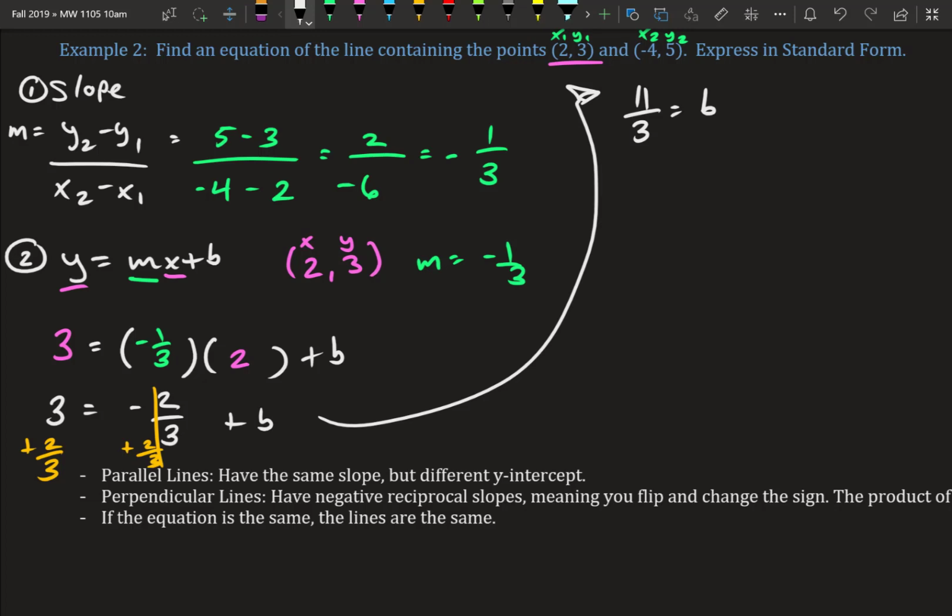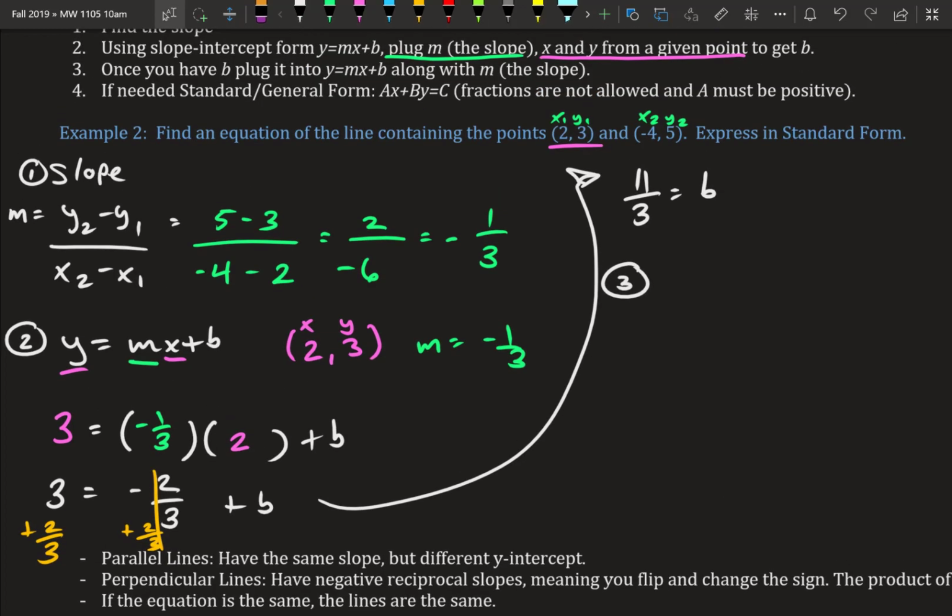Now, our third step is to, once you have b, which we do, plug it into y equals mx plus b with m, which is the slope. So we're going to use y equals mx plus b again. This time, we're going to use what we found. So we found in step 1 that m is -1/3. We found in step 2 that b is 11/3. That's what we found in steps 1 and 2.